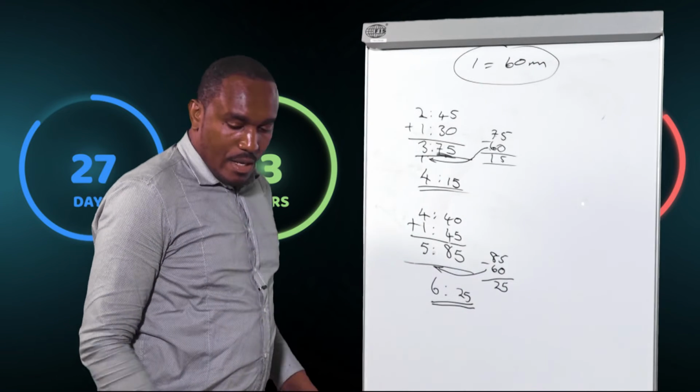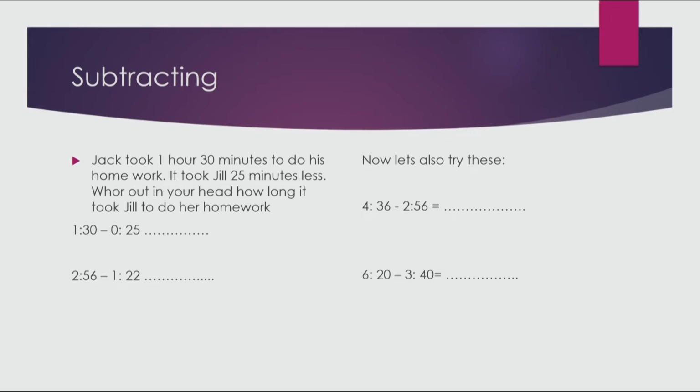Let's look at subtracting time. Okay, subtracting time has also different methods. There is the simpler one and a more advanced one. We start with the simpler one. Jack took 1 hour and 30 minutes to do his homework. And it took Jill 25 minutes less. Work out in your head how long it took Jill to do her homework.